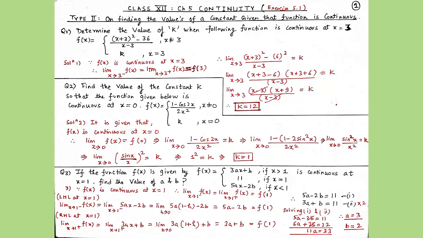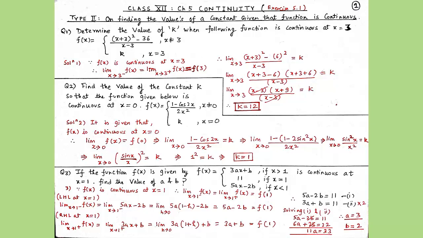And now we will put in place of x, 1 minus h. So as x tends to 1, h tends to 0. Therefore, students, from here we can write this as limit h tends to 0 of 5a, and in place of x we will write 1 minus h, and then minus 2b. So on substituting the limit h tends to 0, we get 5a minus 2b is equal to f(1).